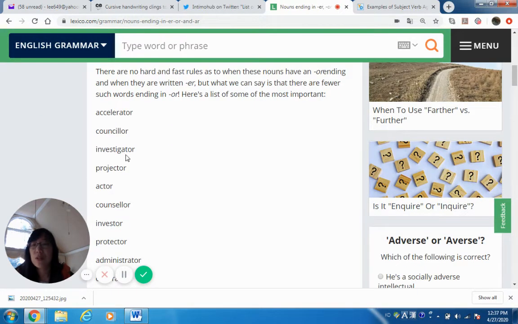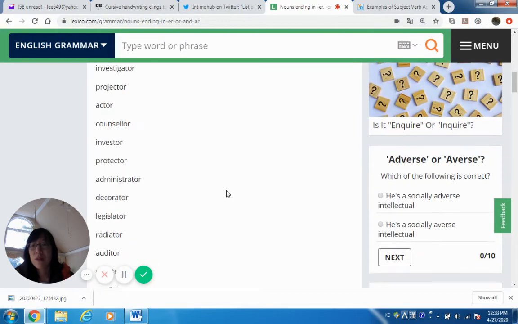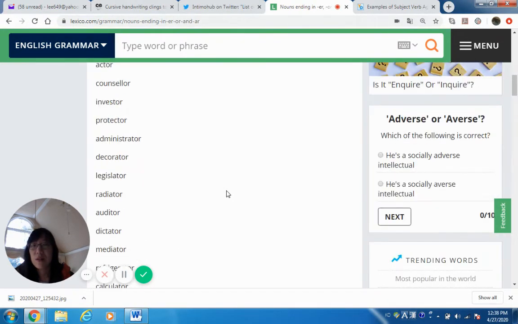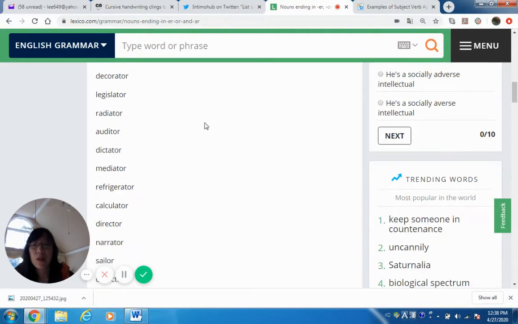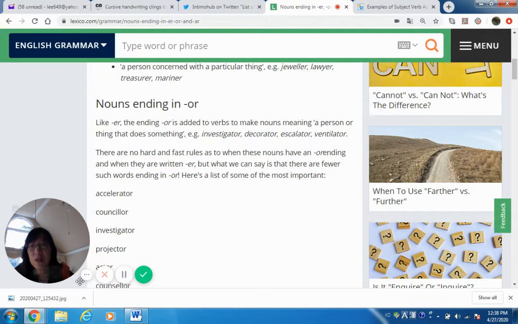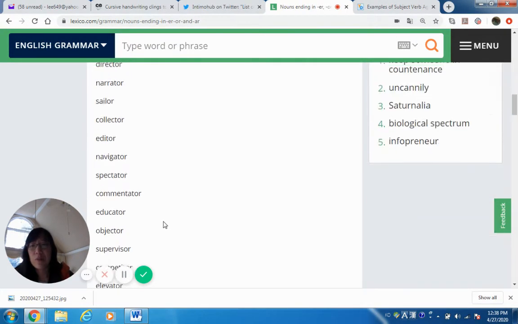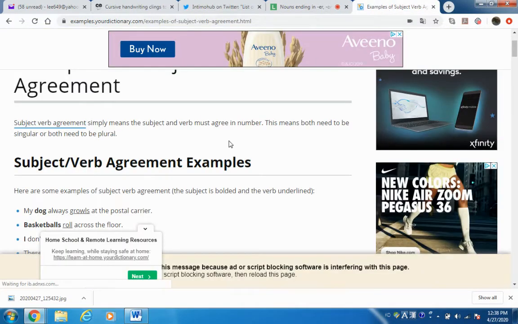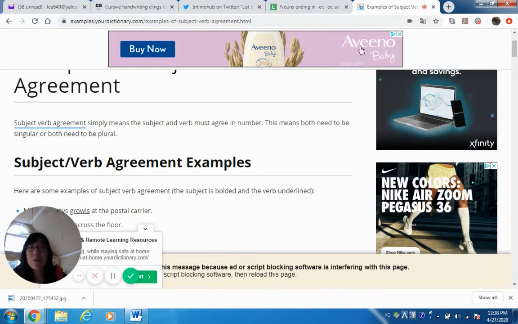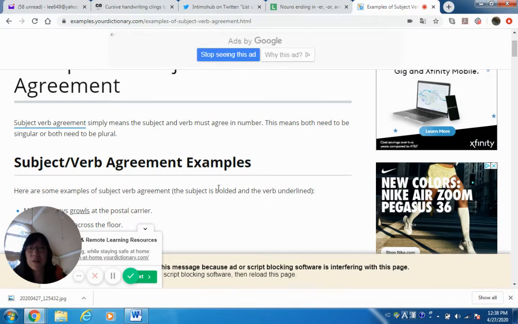But also you can see all these different types. Actor, counselor, investor. And there's AR, IR, and UR. You don't need to know all these words because these words are very hard, but I'm just giving you an example. And let's go to the subject-verb agreement.